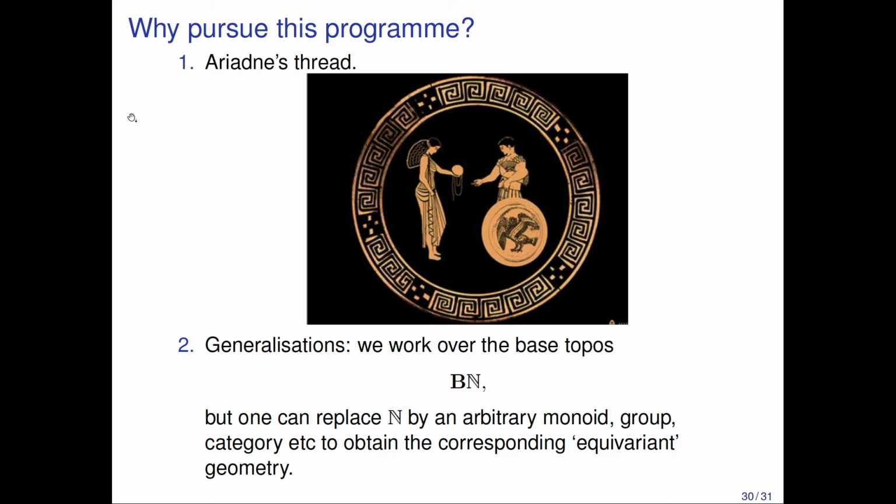Usually, the biggest predicament of a researcher in difference algebra is what is a suitable analog? So what is a suitable difference analog of some classical result or some classical object? With this approach, following this program, you don't have to think. It's just given to you. You just have to work out what it is. Also, the program is quite general. We happen to work over the base topos Bn, the classifying topos of the monoid of n plus. But you can replace this with an arbitrary monoid or group or category and obtain the corresponding equivariant geometry.